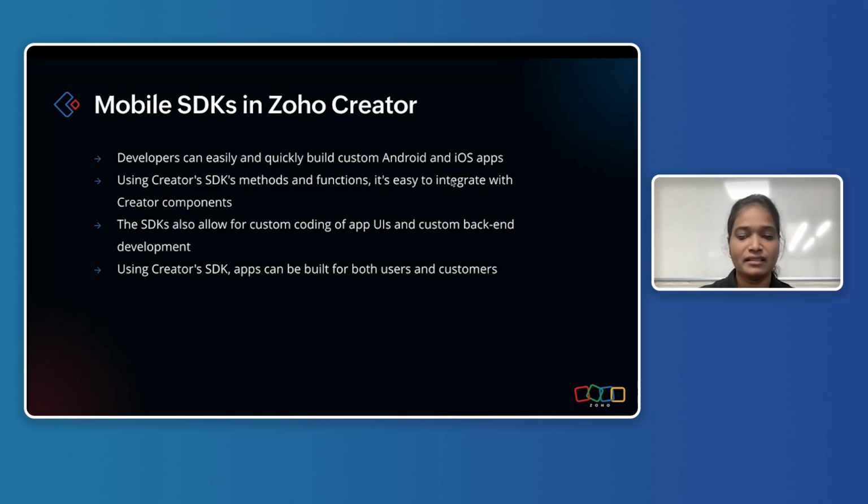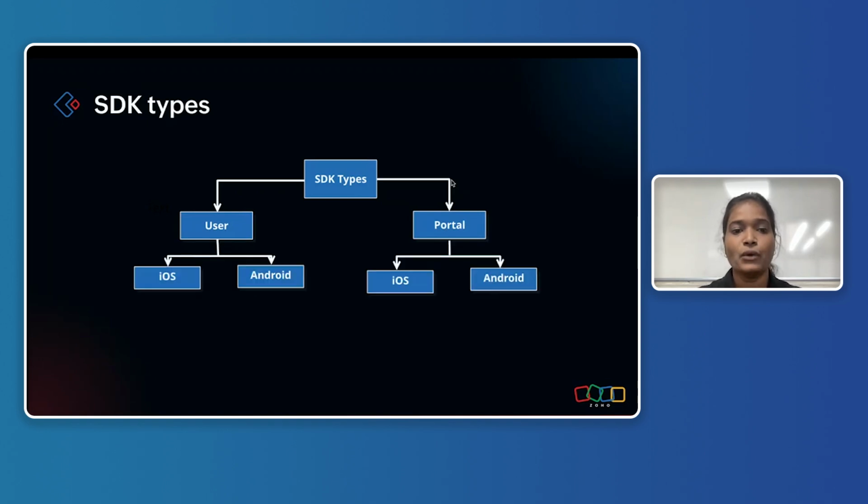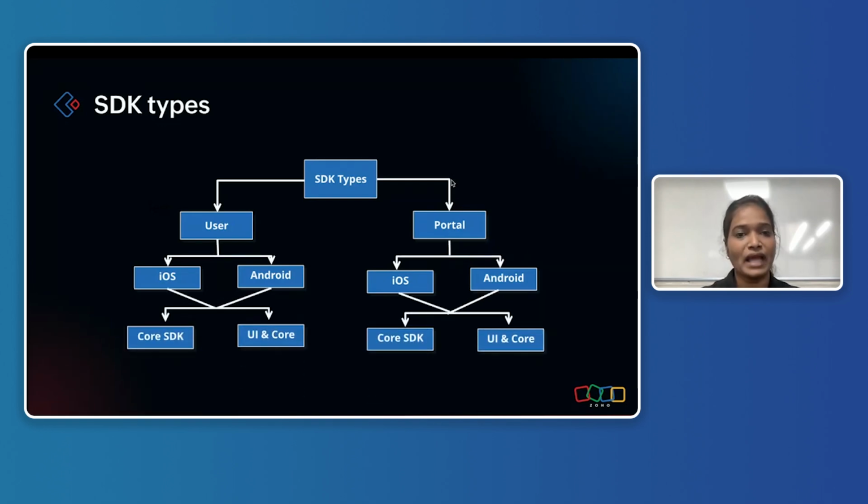Now let's understand the different SDK types that we have. We can build SDK types for both users and for the customers, who are the portal users. For them, we can build applications both for Android and for iOS. For Android and iOS, we have the libraries, which are the core SDK and UI and core. So let's understand these libraries along with their classes.